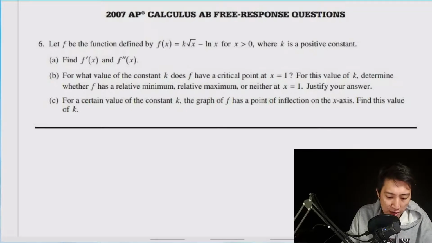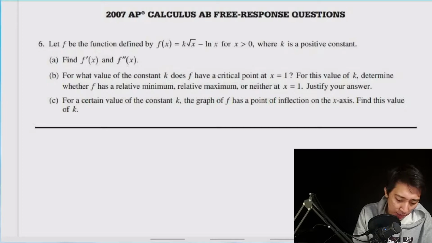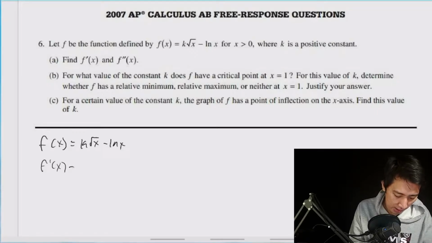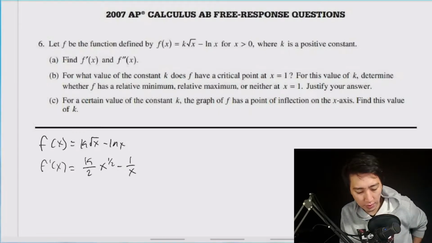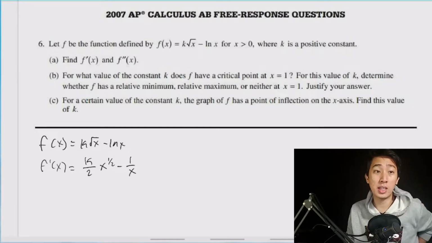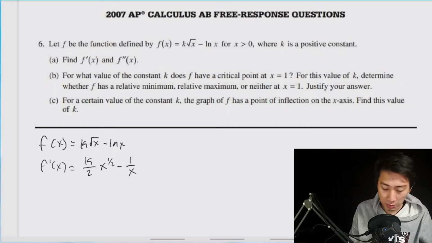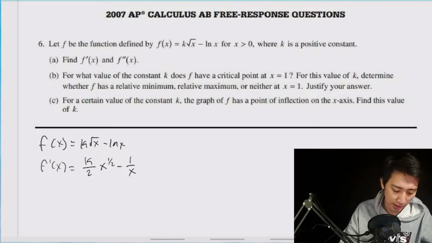So obviously f prime, f double prime, super standard. So we're going to say f of x equals k to the square root x minus ln x. So when we're taking the derivative of this, f prime of x equals k over 2 x to the 1/2 minus 1 over x, or x to the negative 1, however you want to write it. The main thing we're doing here is making sure to be careful because k is a constant in this case. So we're not doing chain rule, we're not doing product rule, anything like that.